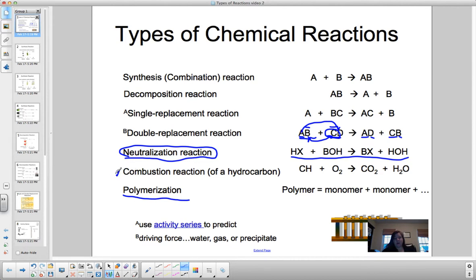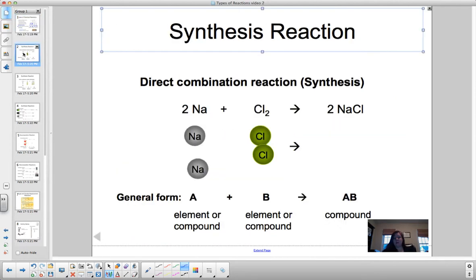But we do have to worry about this one, which is a combustion reaction. This is always with a hydrocarbon. Notice the C and the H, hydrocarbons. And it's being burned in oxygen. These are kind of interesting to balance, but we can always recognize the products, which is always going to be carbon dioxide and water. So that makes it easy at least. When you're burning a hydrocarbon in oxygen, you can always depend on at least these two products, carbon dioxide and water. Okay, so let's look at each one a little bit more in depth.